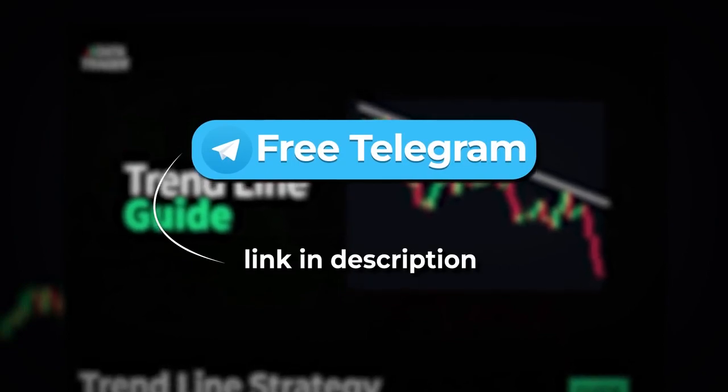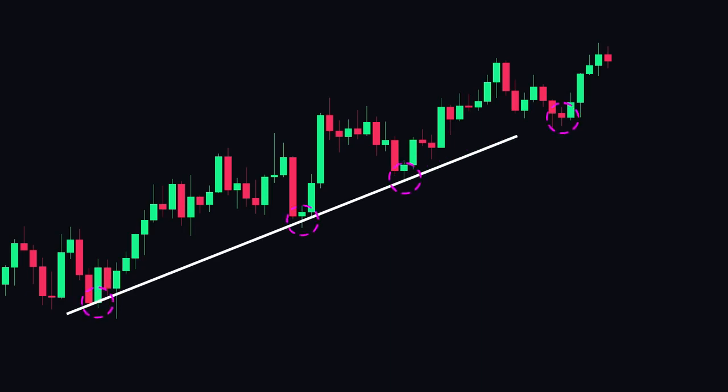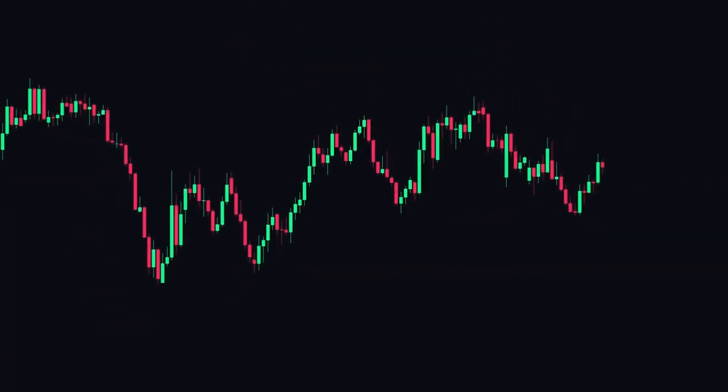Now, let's dive into the video. First, what is a trend line? A trend line is a straight line drawn on a chart that connects two or more swing points in price. Let's look at an example.